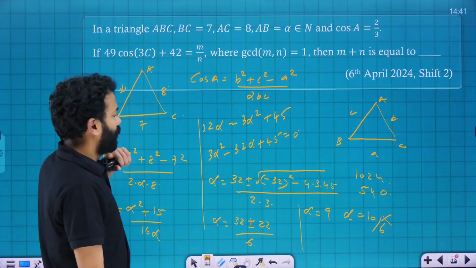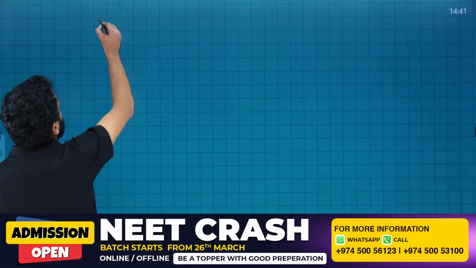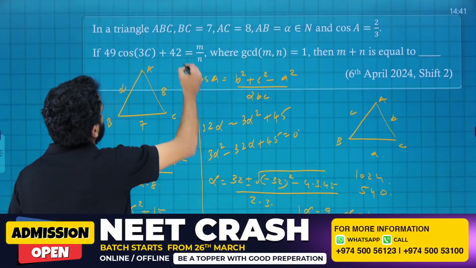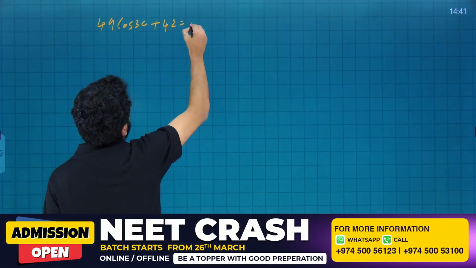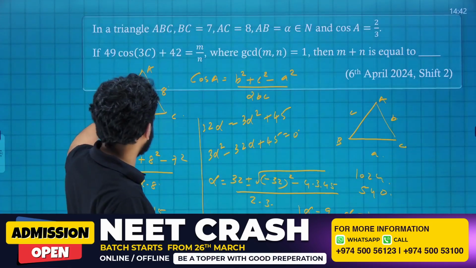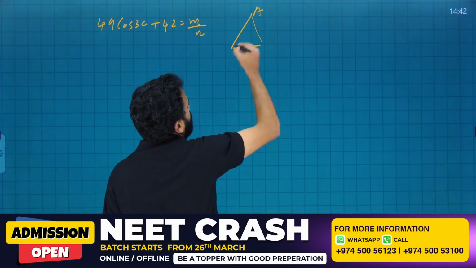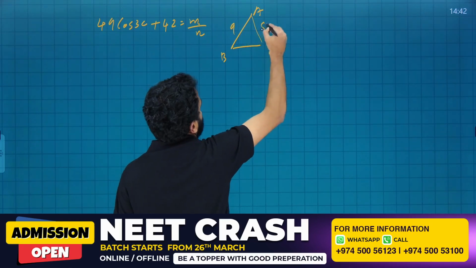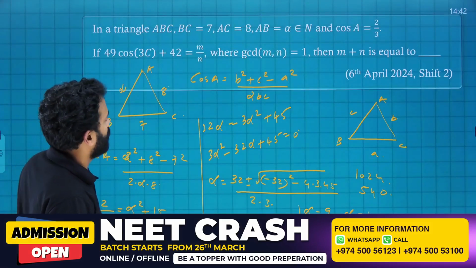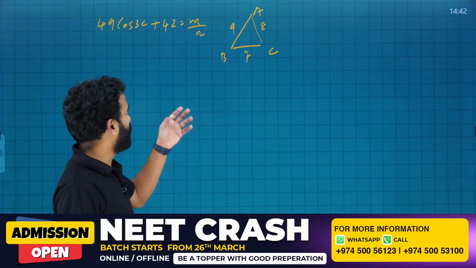Okay. Next slide. That is 49 cos 3C plus 42 is equal to m by n. And the sides, alpha is 9. 9, 8, 7, right? That is A, B, C. 9, 8, 7. Let me check this once more. A, B, C, 9, 8, 7. Okay, fine. So, how will you solve this one? You need to find m and n.